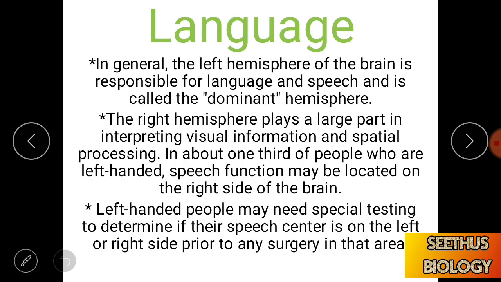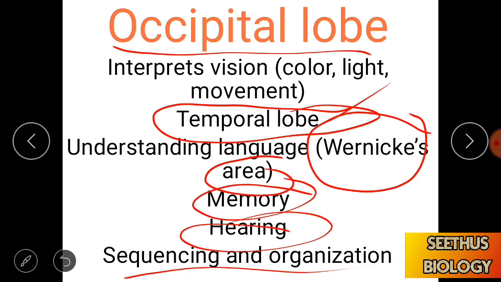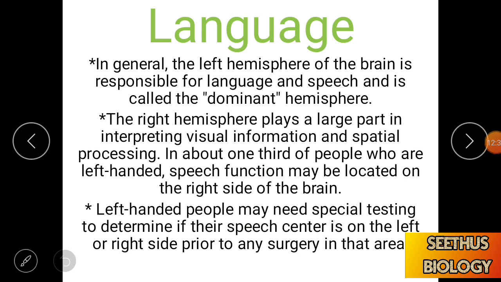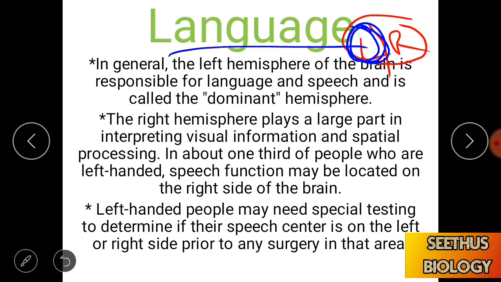The next one is language. I already said that language is under the control of the temporal lobe. Let's see what language is and how it is controlled. In general, this is the brain, and it has a left and right hemisphere. The left hemisphere, present over here, mainly controls language. The left hemisphere of the brain controls language, and speech is also controlled by it. That's the reason it is called the dominant hemisphere for controlling the language and speech of us.